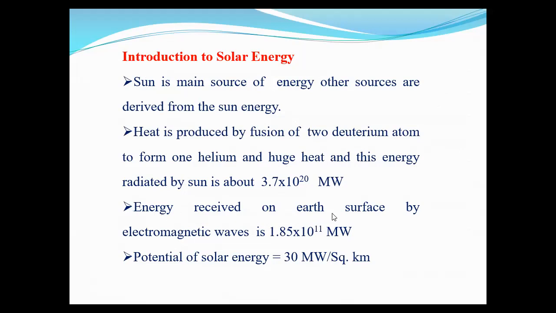Energy incident on Earth's surface by electromagnetic waves, or in the form of tiny particles called photons, is 1.85 into 10 raised to 11 megawatt. And the potential of solar energy is 30 to 40 megawatt per square kilometer.